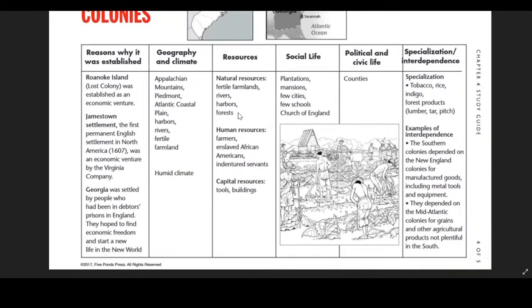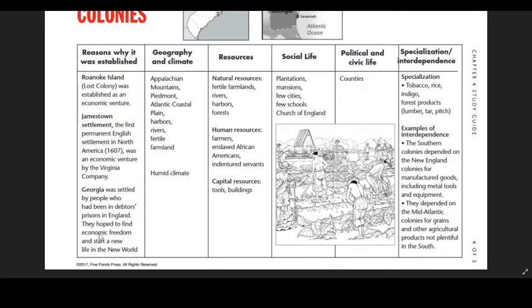The southern were Roanoke Island, Jamestown, and Georgia. They are about money. They want to make money. They want to get rich. So they settle these plantations, and it makes sense because they're going to specialize in cash crops: tobacco, rice, indigo. So remember, they're about money, money crops, cash crops, and that's what the South is all about when they're settled.